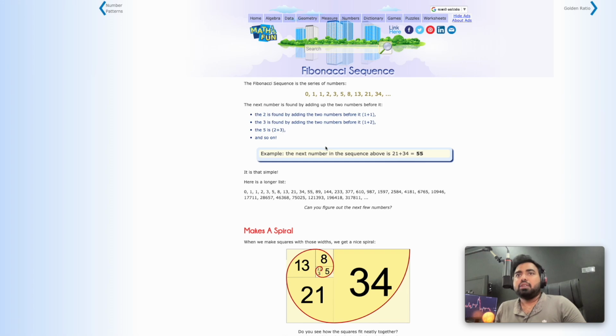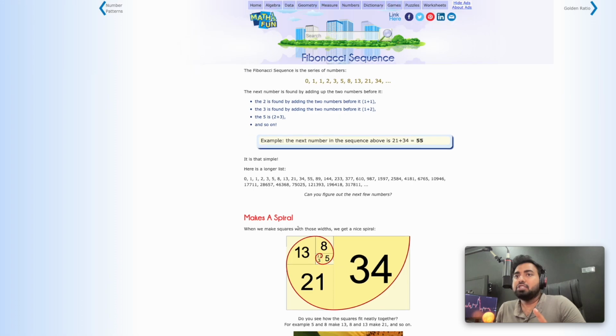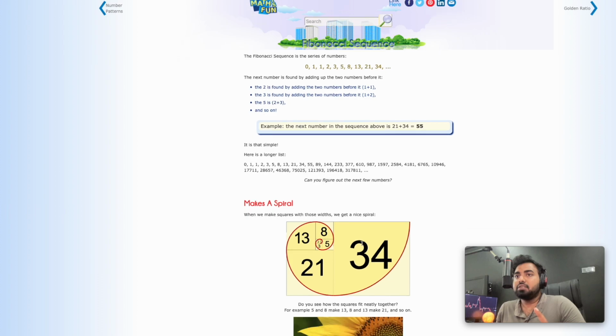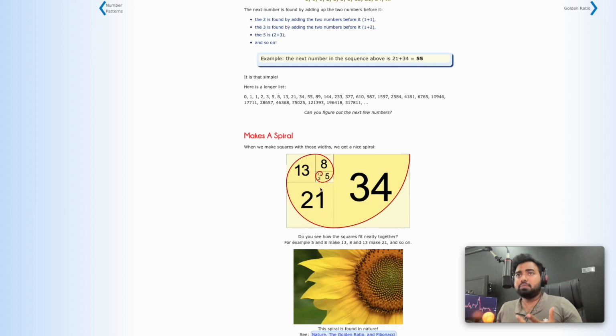But the outcome we get from this Fibonacci sequence is really massive, guys. Now I am coming step by step to the point. By using these numbers, if we make squares with those widths, we get a nice spiral, guys. You can see the spiral here.